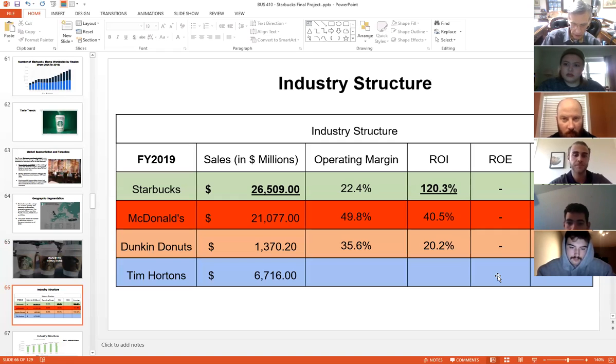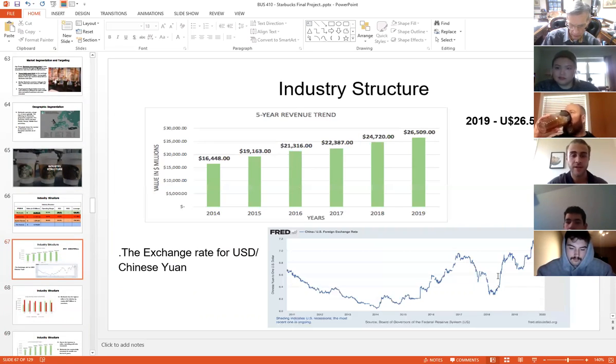Now, Starbucks does have a good operating margin at 22%, but when we look at McDonald's or Dunkin' Donuts, we're not quite as impressed. Too bad we couldn't get Tim Hortons. I would have loved to see what their operating margin is. I guess it's private, I couldn't find the information.